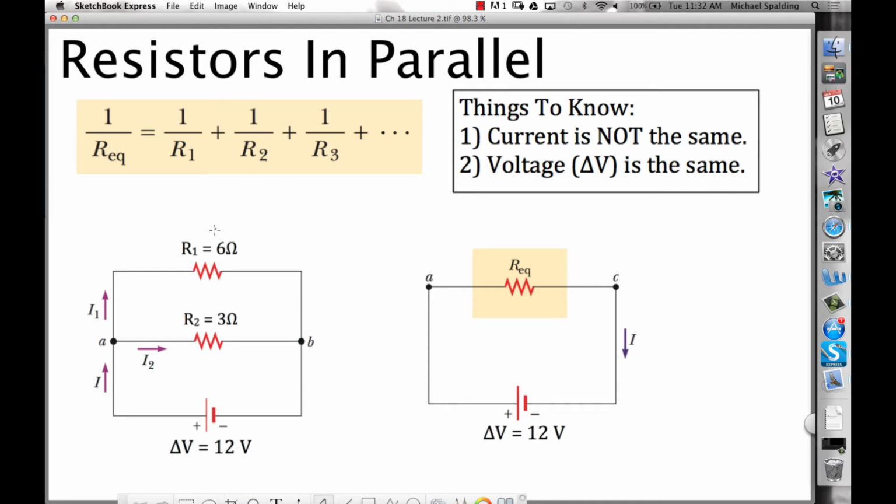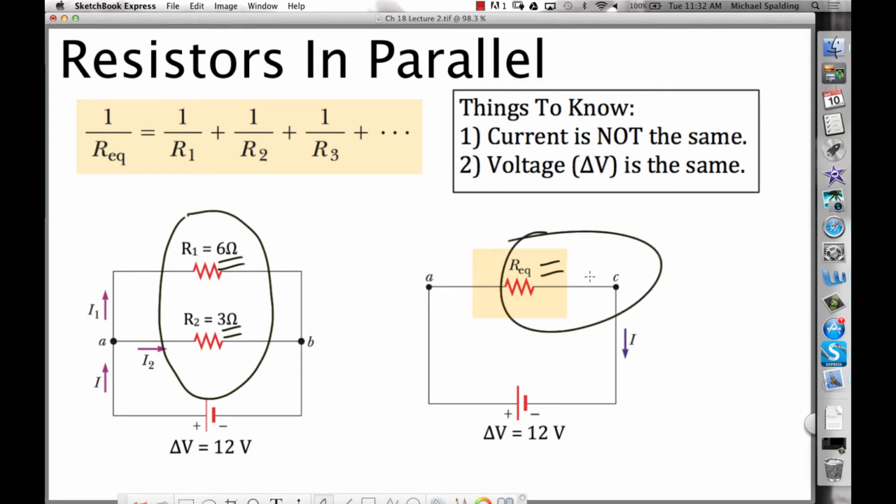Okay? Resistors in parallel. We got a 6 and a 3. Here's the thing that's always going to be true. When you simplify resistors in parallel, the equivalent resistance will be smaller than the smallest. So for example, 6 and 3. Which one's smaller? 3. This equivalent resistance will be smaller than 3. And if you don't get that, you made a mistake.